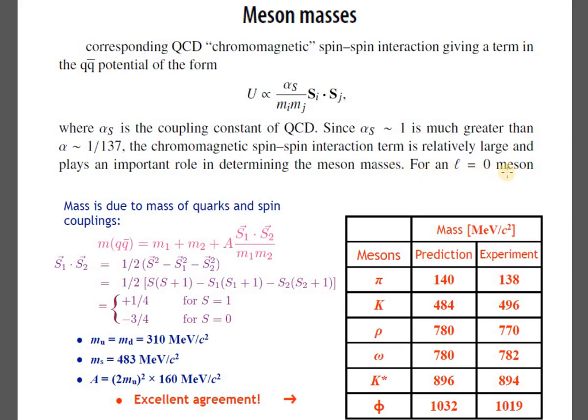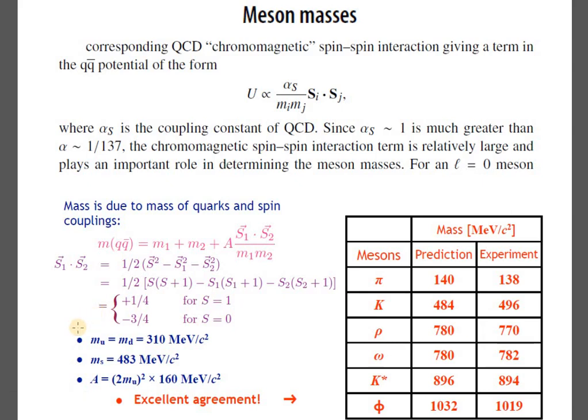Now, for the case of L equal to 0 mesons, the meson mass, due to the mass of quarks and spin couplings, can be written like this: m1 plus m2 plus this spin-dependent term, and I have just written it here in complete form.